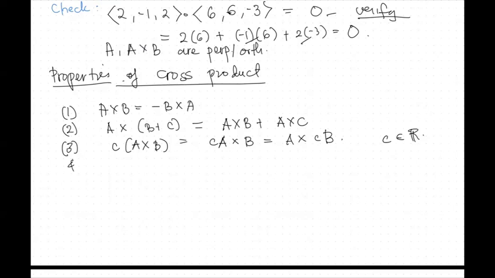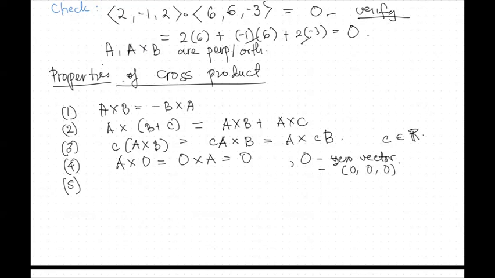And then if you have the 0 vector and cross it with A, or A with the 0 vector, you get the 0 vector. And number 5, the 0 vector here is 0, 0, 0. And if we cross A with itself, you get 0. Let me put here that A, B, and C are vectors in R3.